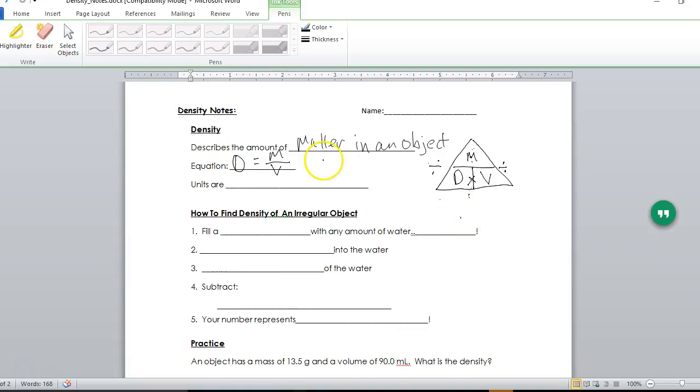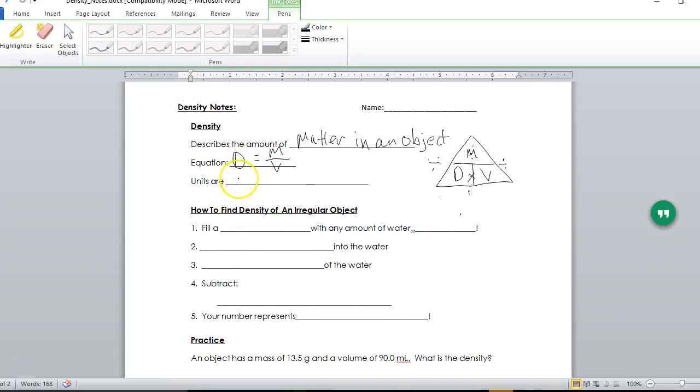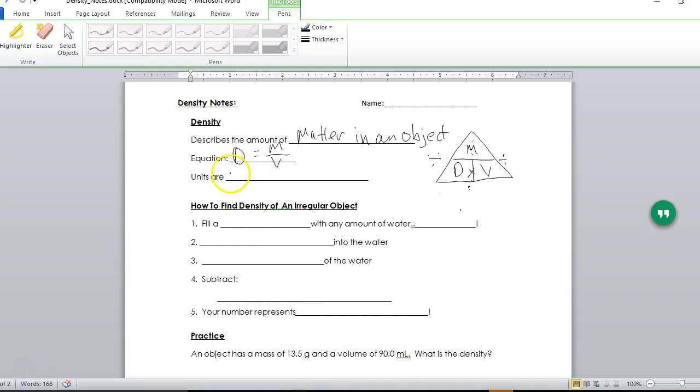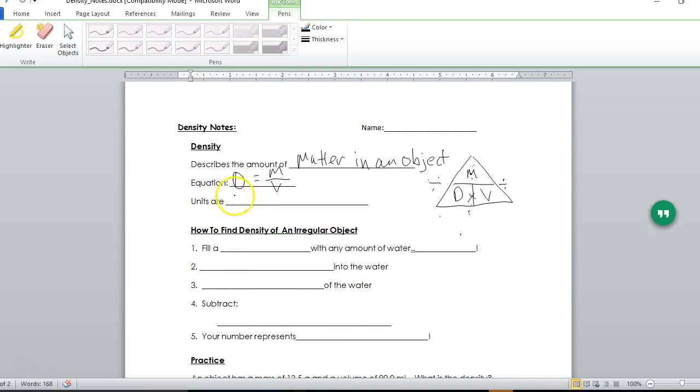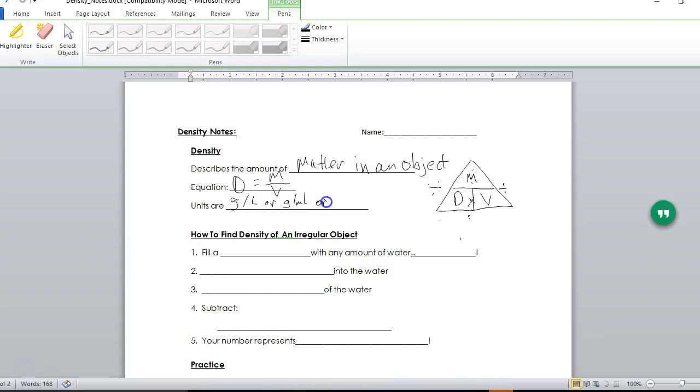The units that you're going to typically see: mass you're going to be seeing as grams. So you need to make sure that you're in grams. If you're in kilograms, you need to change that to grams. So you'll see grams per liter, or grams per milliliter, or if you're working with a cube, like length times width times height, you would be grams per centimeter cubed. Those are the three units that you'll typically see for density.